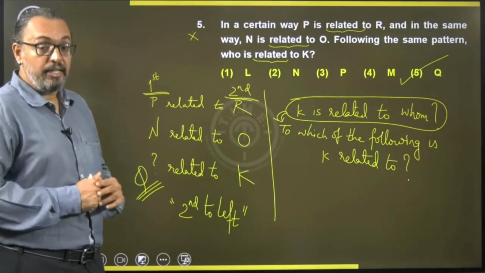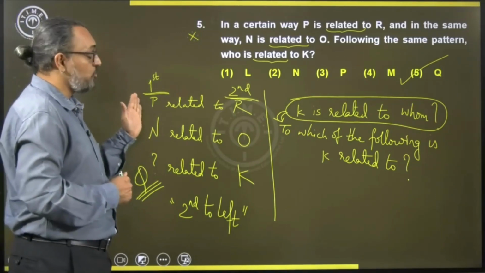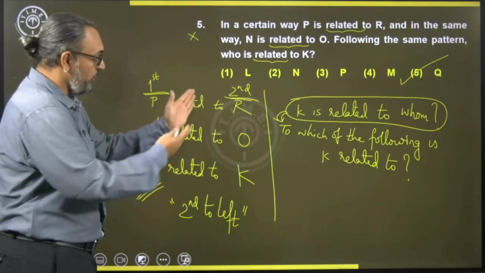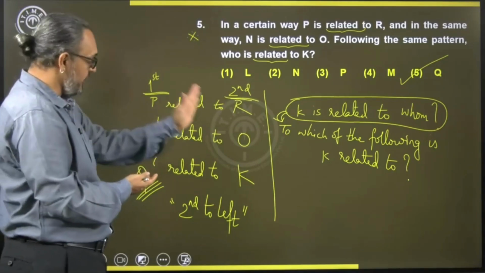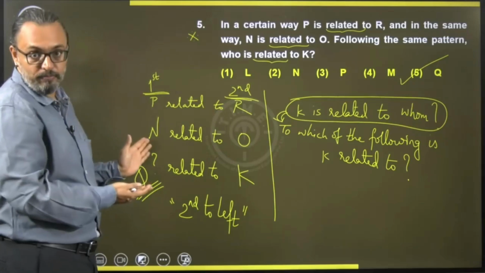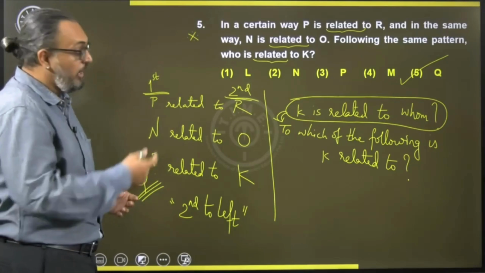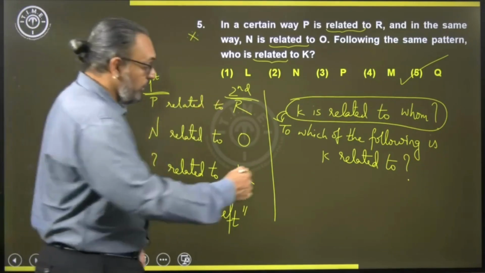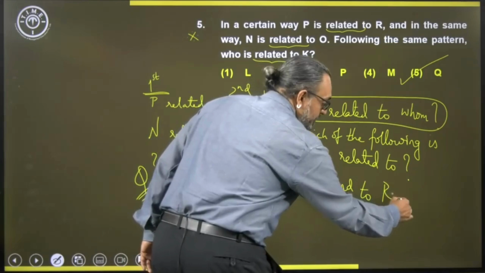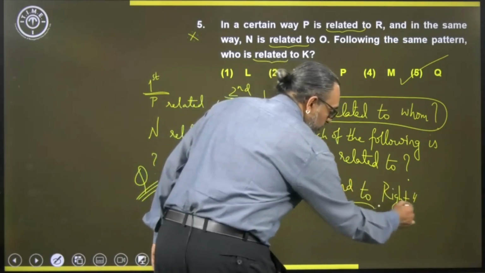So accordingly, now my relation will change. Now I have to check everything with respect to the first person. Earlier we checked everything with respect to the second person. P is second to the left of R. Then N is second to the left of O. Likewise, who is second to the left of K? It is Q. Now the relation will change. Now it is going to be second to the right. That is the relation we will have to look at.